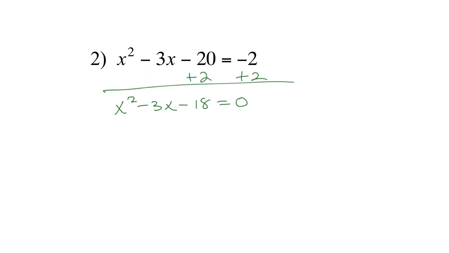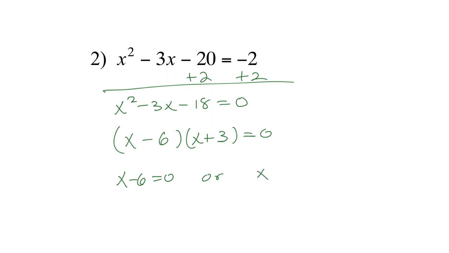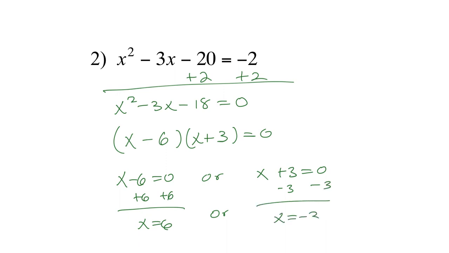So I'm finding two numbers that you multiply and give you 18, and you subtract and give you negative 3. So again, multiply has to give you negative, so we know that it's going to be positive and negative. And now two numbers that you multiply give you 18, and you subtract and give you 3. Those numbers are 6 and 3. So x minus 6 equals 0, or x plus 3 equals 0. So plus 6 on both sides, so x equals 6, or minus 3 on both sides, x equals negative 3.